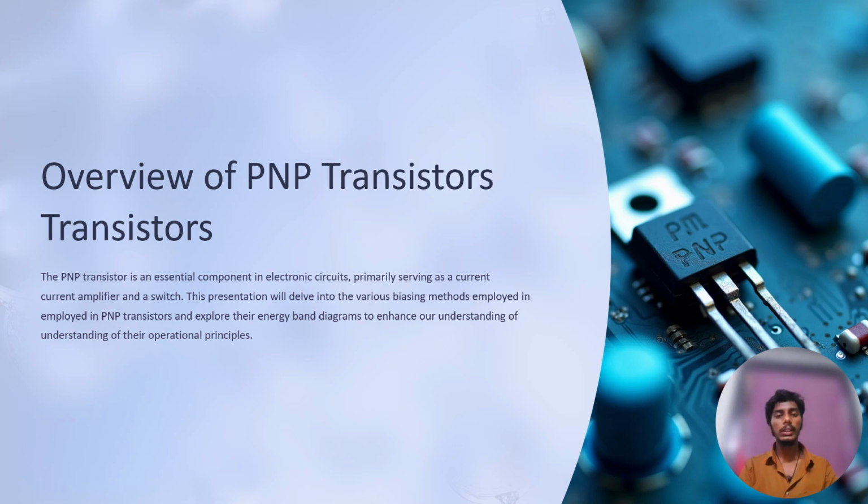Hi everyone. Today we are discussing the PNP transistor. First, we need to know about the transistor operation. The main operation of the transistor is to amplify the signals, amplify the waveform signals, boost the signals and strengthen the signals. In this video, we are learning about the PNP transistor. A PNP transistor is a bipolar junction transistor.